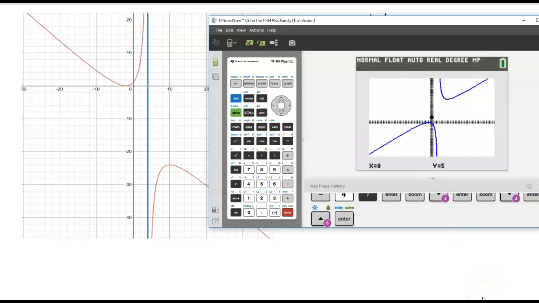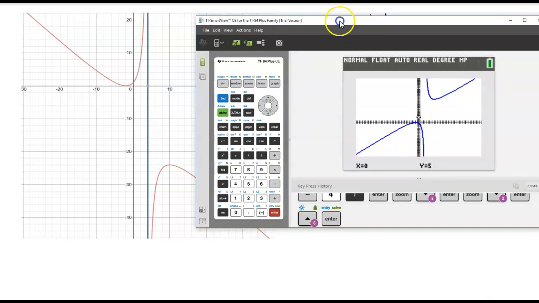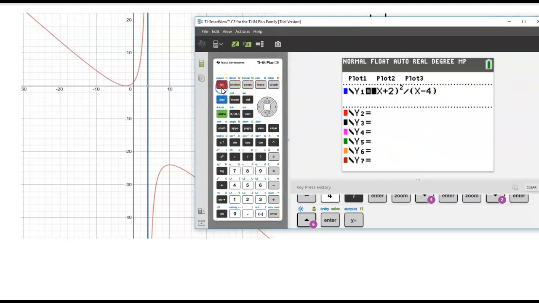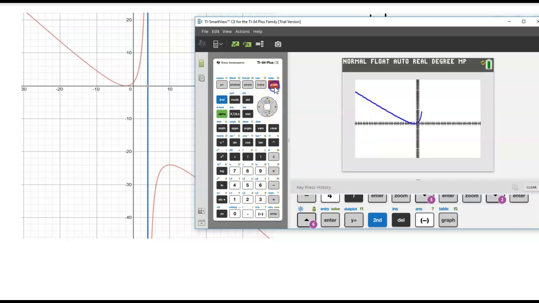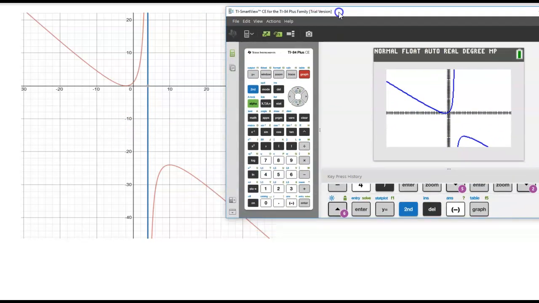And if we remember, to reflect something across the x-axis, we just multiply by a negative. So I'm going to go back to my actual function, hit second insert, and put a little negative there and see what that does to my graph. And sure enough, it looks pretty similar at this point.